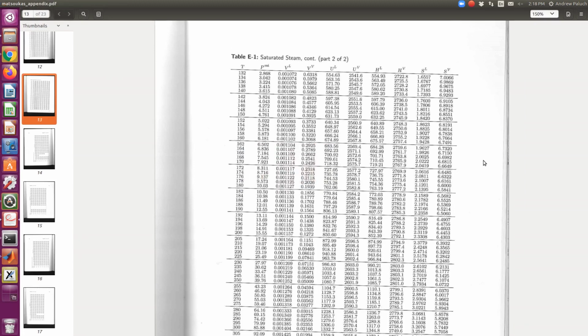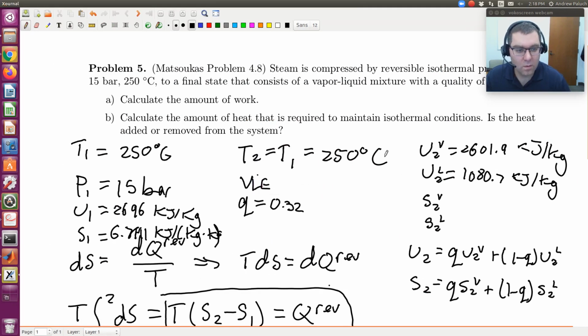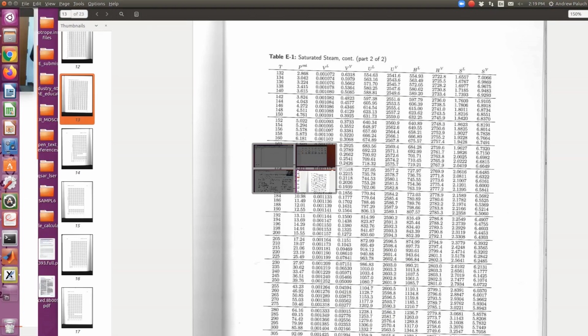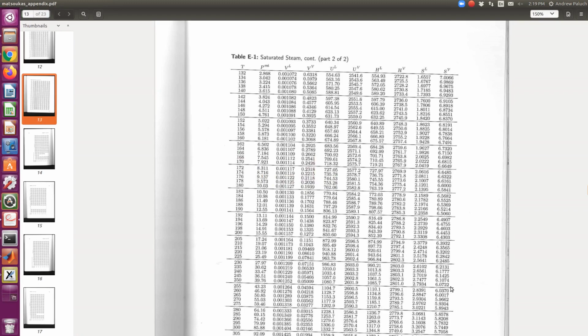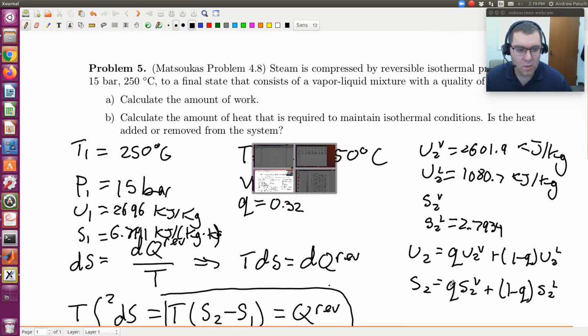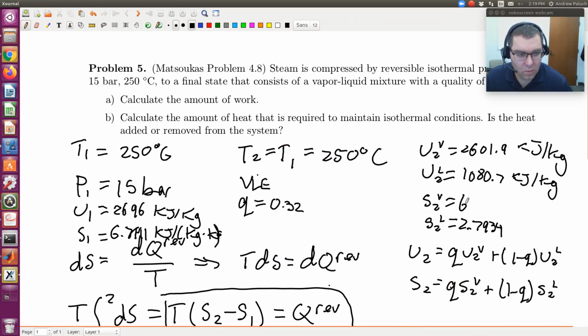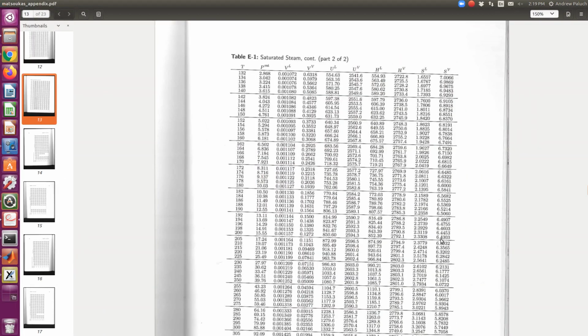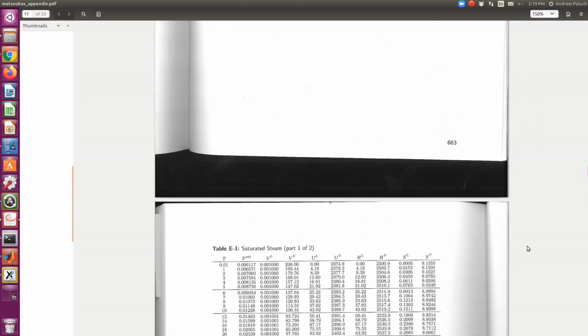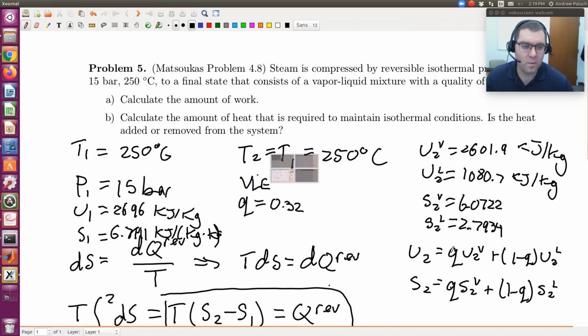Okay. Entropy of my vapor and liquid. So entropy of my liquid is 2.7934, and entropy of my vapor is 6.0722. Okay, and this would be kilojoules per kilogram Kelvin.